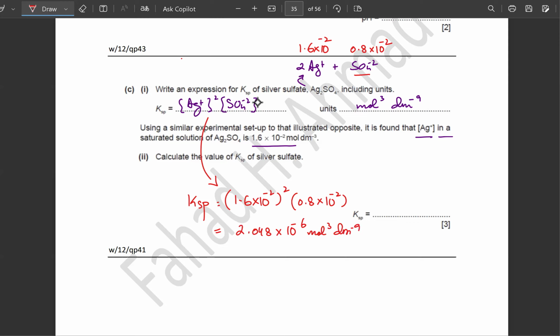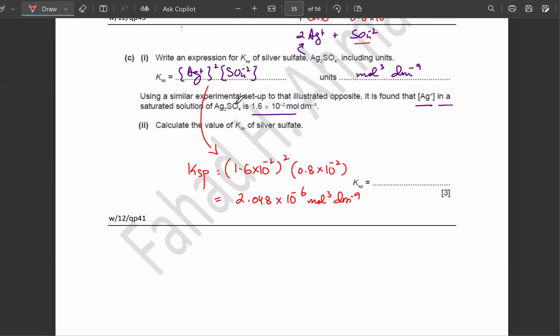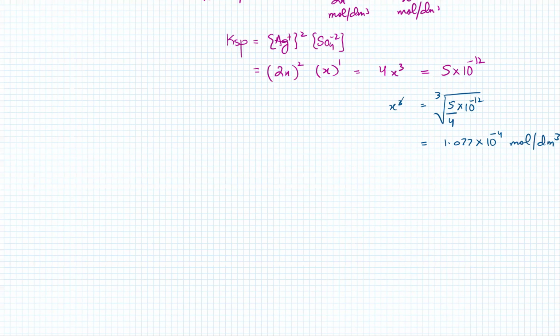Is this clear? Yes, sir. Everyone else, is this clear? Yes. Okay, so that's Ksp. Now there's a third question. The third type of question is known as the common ion effect.